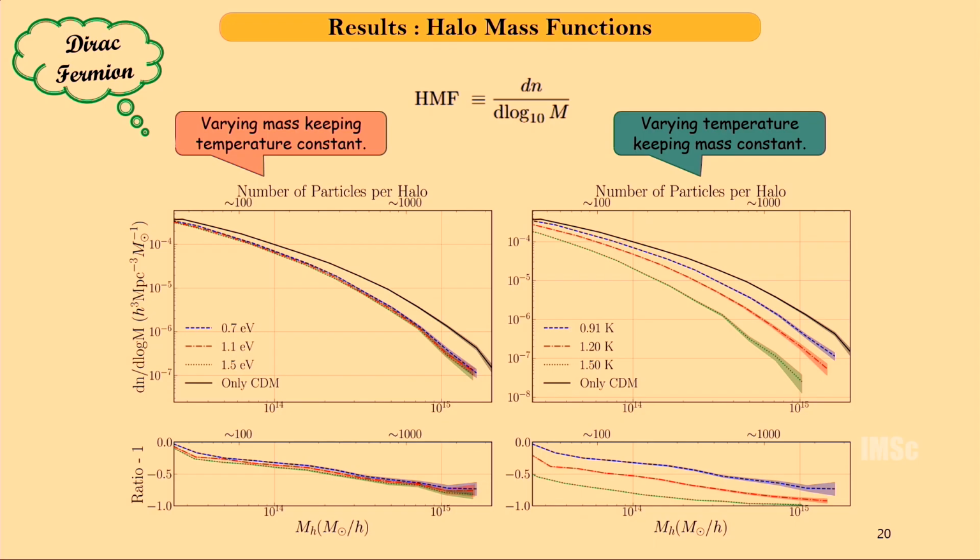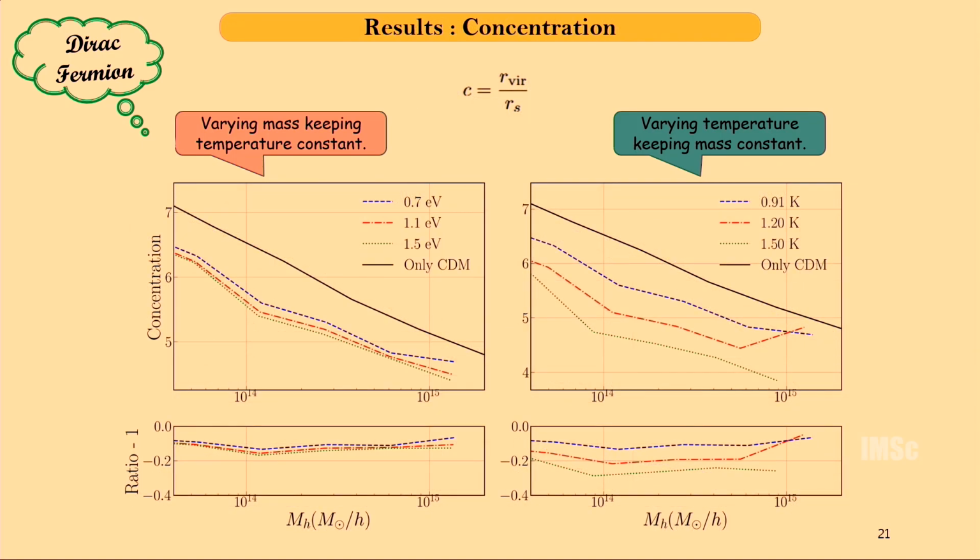So these are comparisons between only CDM halo mass functions for different scenarios. Then we go on and look at the mass-concentration relation between halos. The mass-concentration relation is defined as the ratio of the virial radius to the scale radius. Qualitatively, it tells you how centrally peaked the density profile of a dark matter halo is.